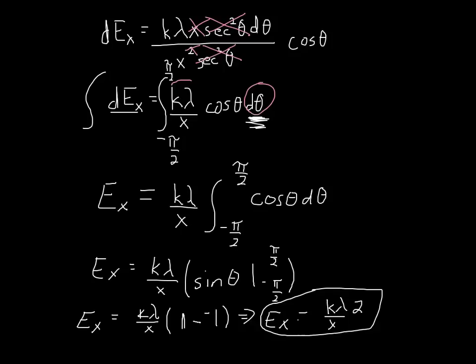This example is solved in the book as well. If you can, see if you can figure out if the answer that we have here is the same as the answer given in the book, which is lambda over 2 pi epsilon naught x. And maybe in class, maybe a quiz question will be to prove that these two are equivalent to each other.